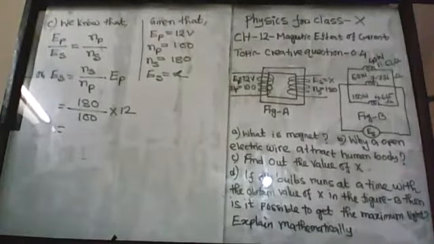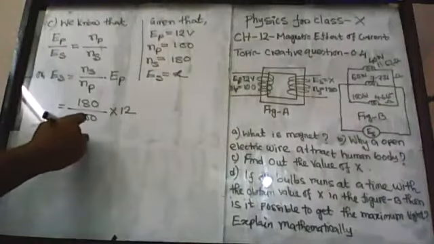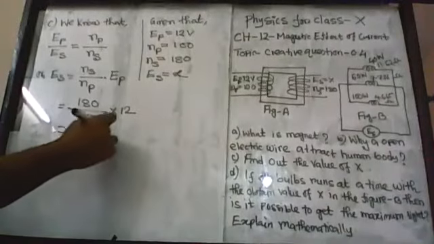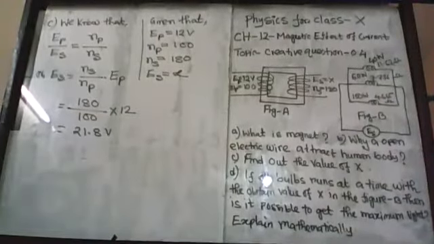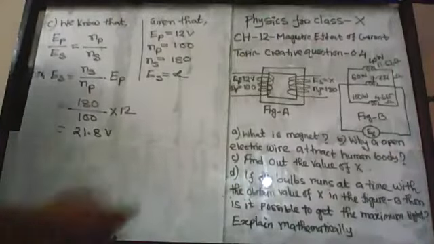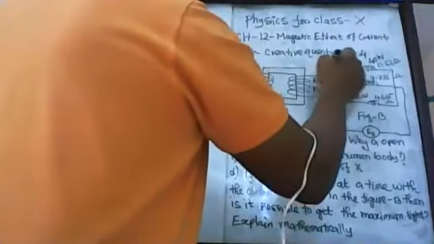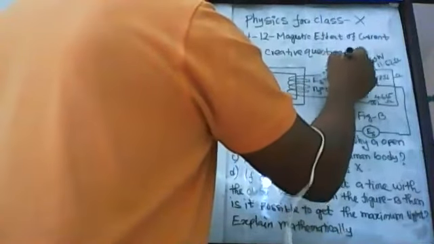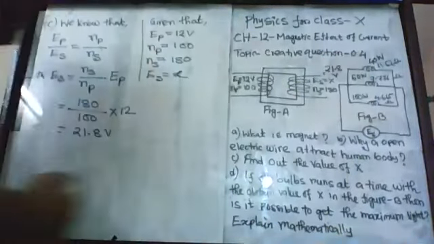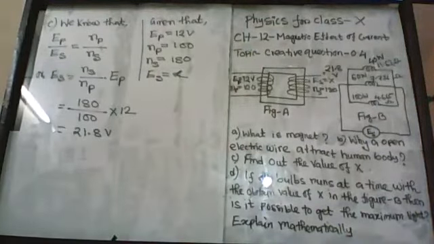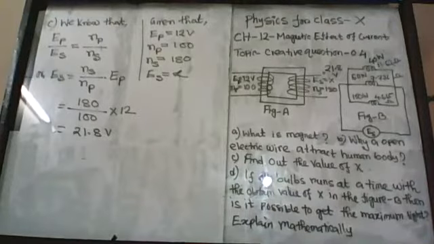The value of ES will equal 21.8 volts. 21.8 volts is the electromotive force, or voltage, in the secondary coil. I think you have no problem in question number C.